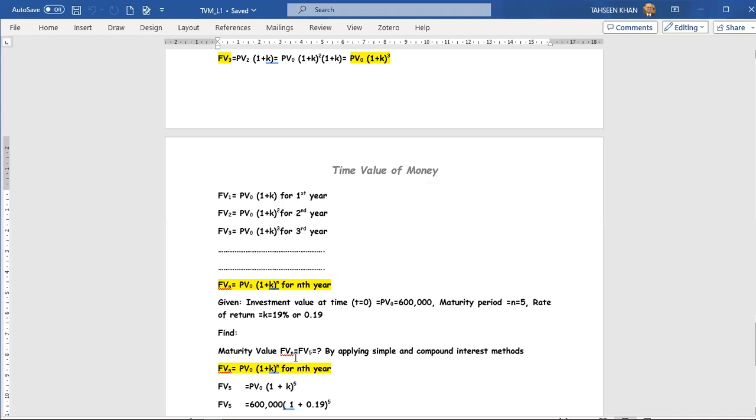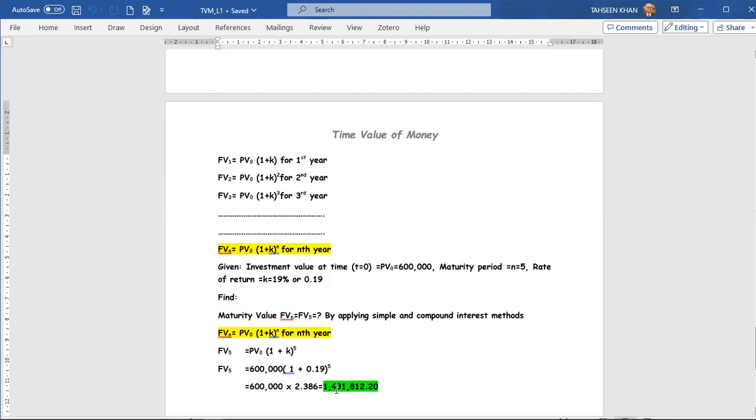Here we have the maturity value, where we have to find the value for PV5. Initial investment is 600,000, term is 5 years, and rate is 19%. We have the formula PV5 equal to PV naught (1 plus K) power 5. PV naught is equal to 600,000, the rate is 19%, and the term is 5. The answer comes to 1,431,812.20 by applying the formula.